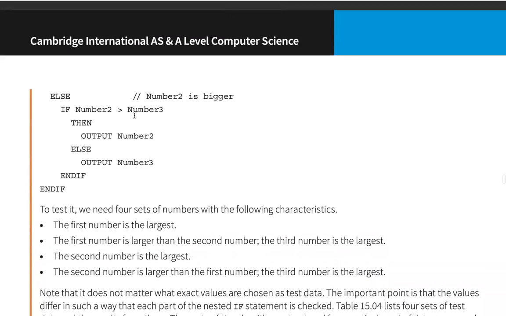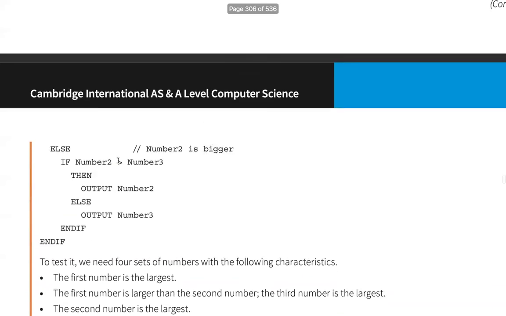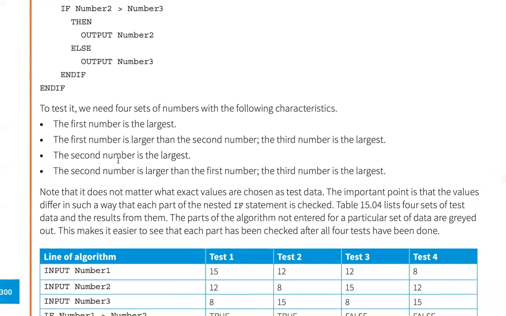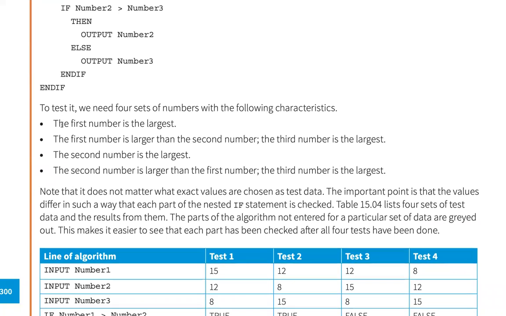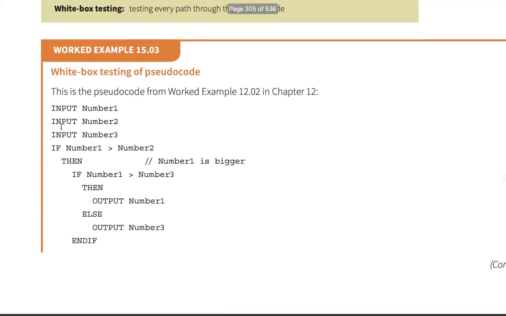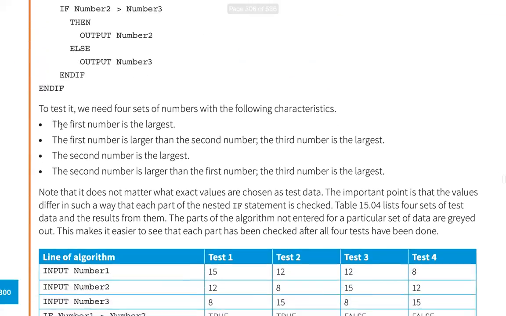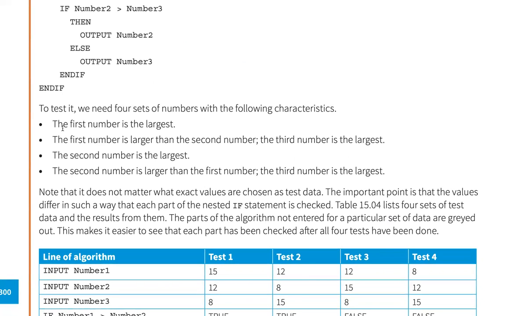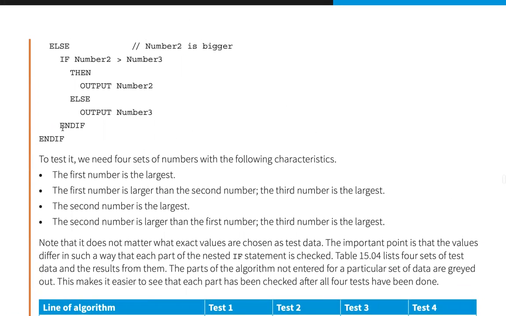Else, if number two is greater than number three, then output number two is biggest, else output number three is the biggest. So this is my source code. Based on this, I have four possible outcomes, the four test values that I could use. For this program to work, I can work out four different possibilities.